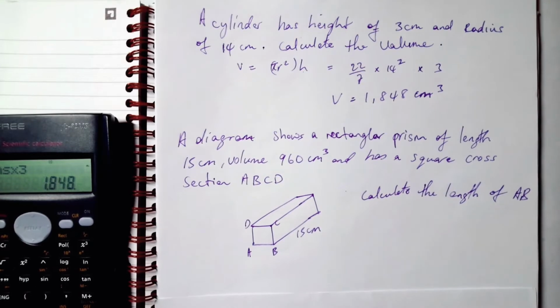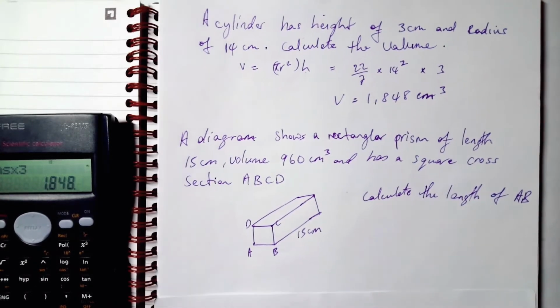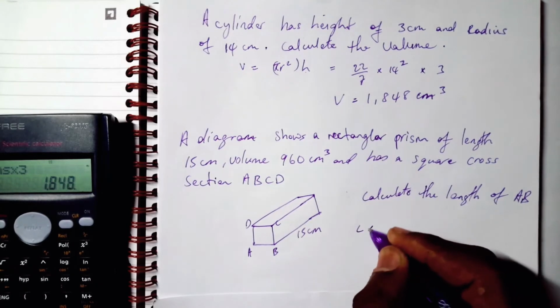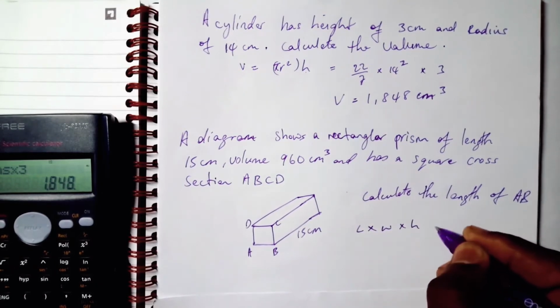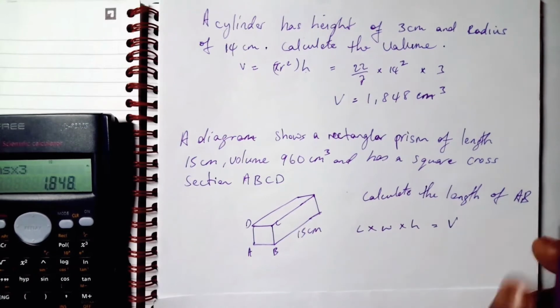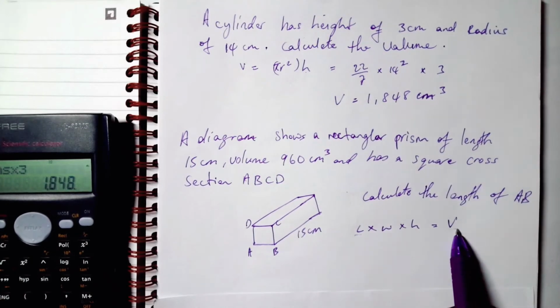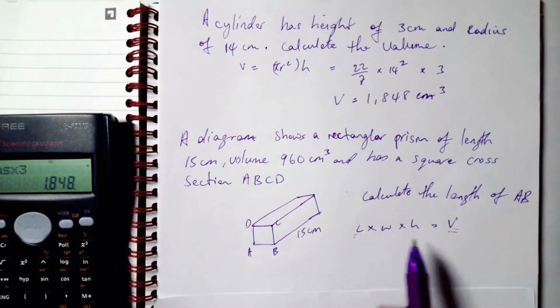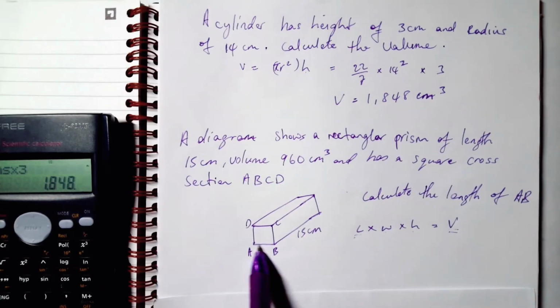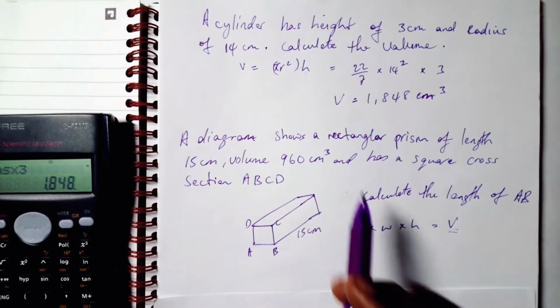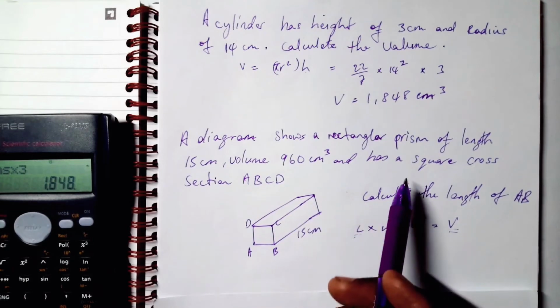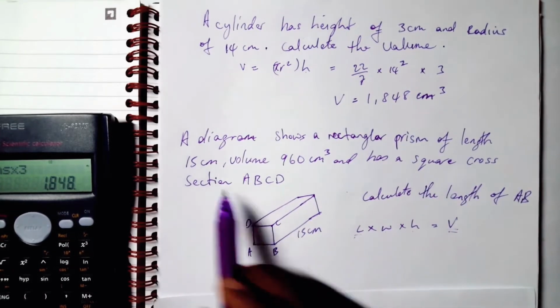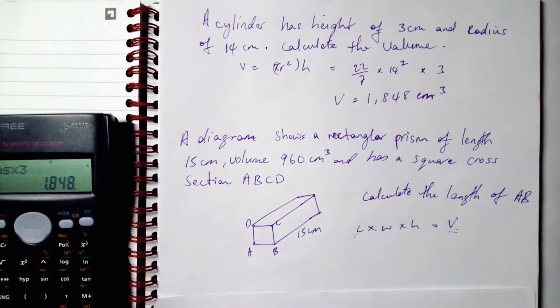First things first, you're going to do what you know. What you know is length times width times height is equal to volume. We have length, we have volume. And we know width and height are equal because this is width, this is height. This and this are equal. So all sides here are equal based on what they said. It is a square cross section, which means all sides are equal.